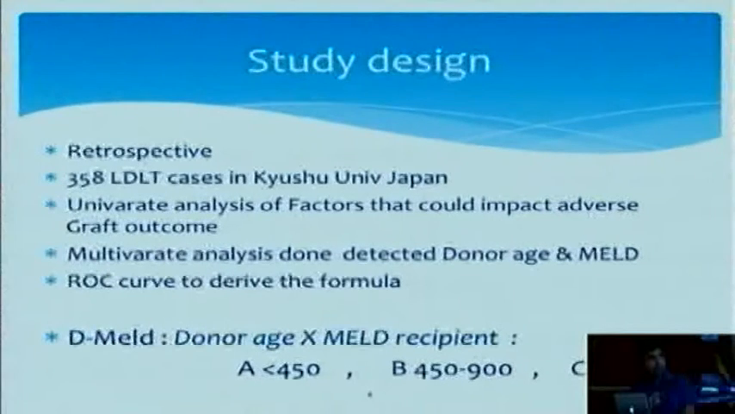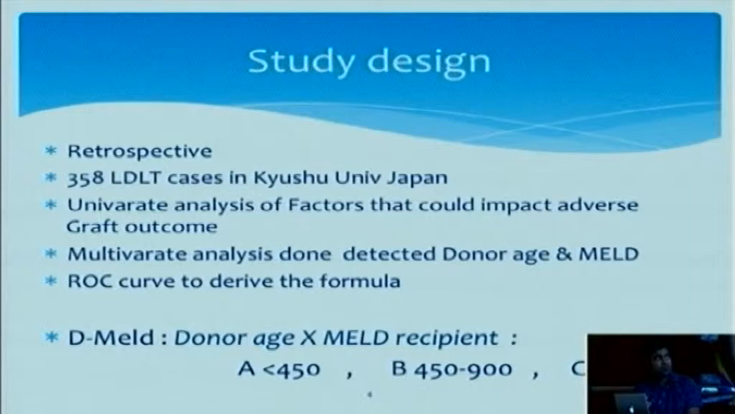So going on more into the study as such, it's a retrospective study. Around 360 cases of living donor liver transplantations were assessed. All the factors that could have an adverse impact on the graft outcome were analyzed using univariate and multivariate analysis, and two important factors were found to significantly affect the outcome: the donor age and MELD score. ROC curve was used to derive the formula.